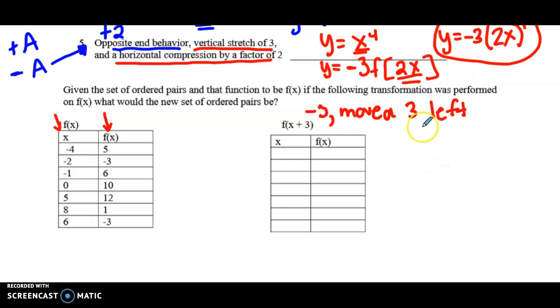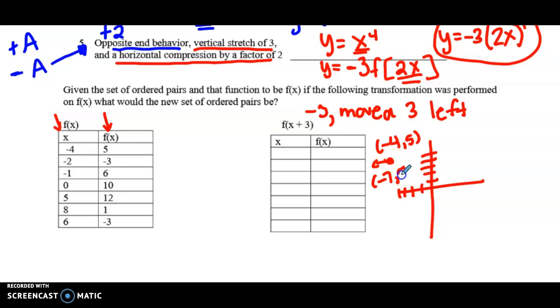Now let's just think about this. Let's say I have the point -4, 5, and I move that graph 3 to the left. What value is that going to be affecting? That is only affecting my x value. So I'm going to move it 3 to the left. What's that going to become? -7. Is my y value changing at all? No, it's staying at 5. So this transformation is only affecting your x values. It's not affecting your y's. Your y's are still going to be exactly the same.